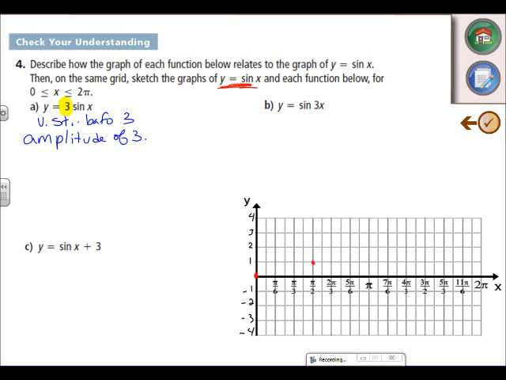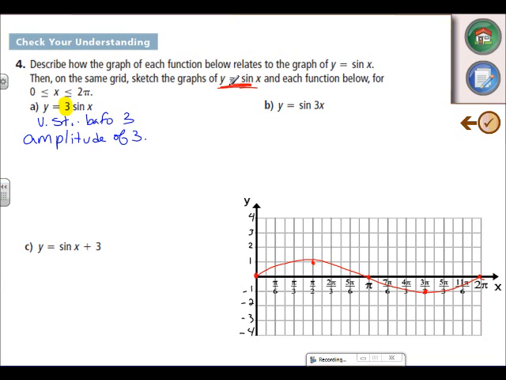But we're going up to 1 at pi over 2. At pi, we're back at 0. At 3 pi over 2, we're going to negative 1. And at 2 pi, we're back up to there. So this one is a little bit more stretched out than what some of your graphs might look like, but it's still from 0 to 2 pi. The tick marks are just larger.